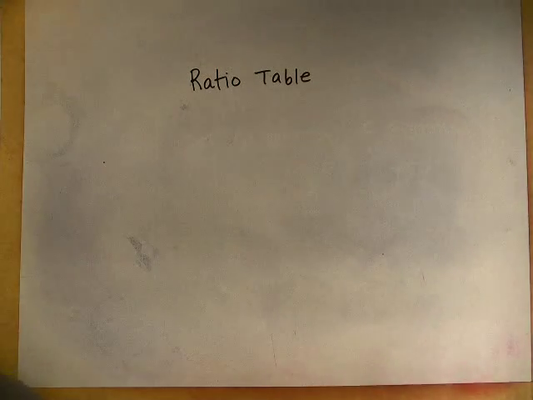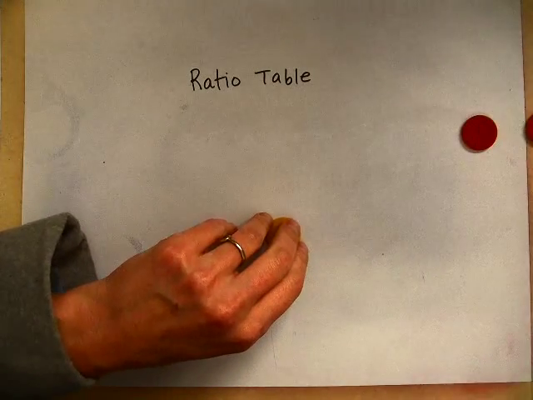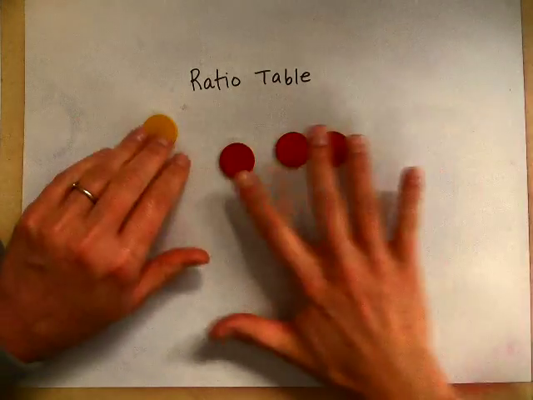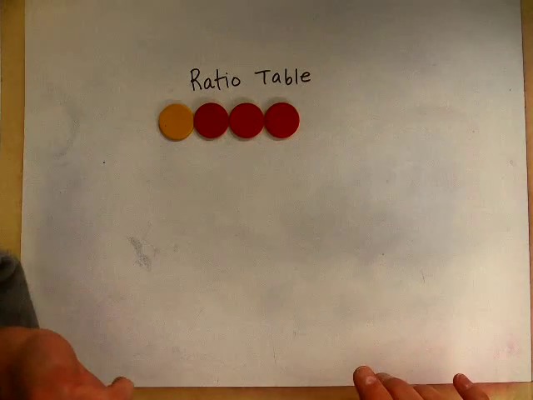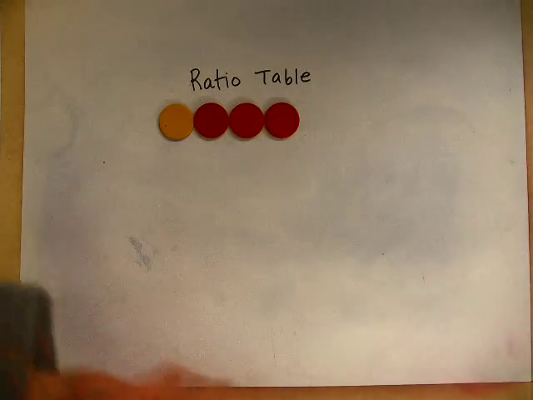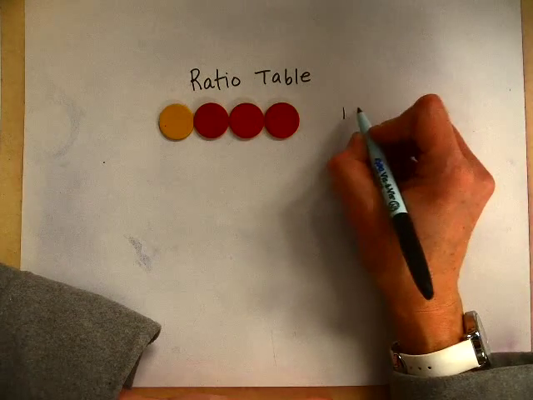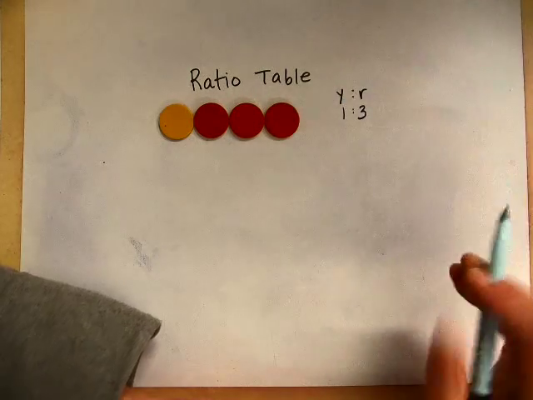So let's stick with the yellow and the red. So let's say we have 1 yellow for every 3 red. So our ratio would be 1 to 3, yellow to red.